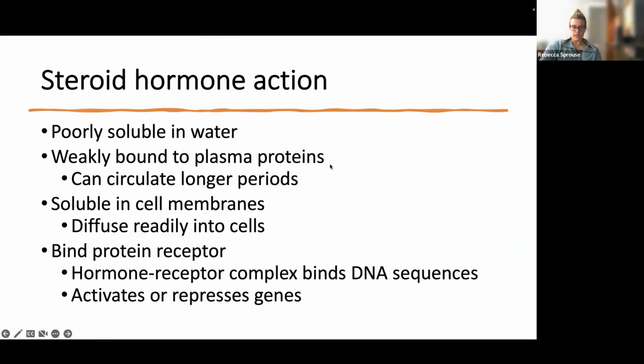So steroid hormones are poorly soluble in water because they are from cholesterol molecules, right? Fatty acids or lipids. So they are weakly bound to plasma proteins to help them get through water. If they're poorly soluble in water, think that they cannot be transported in water by themselves. They need something to help them. And so there are plasma proteins circulating in your bloodstream that bind up these steroid hormones to help carry them through the bloodstream to where they need to go. That can be beneficial because they are bound to plasma proteins, they can circulate for longer periods of time in the body.